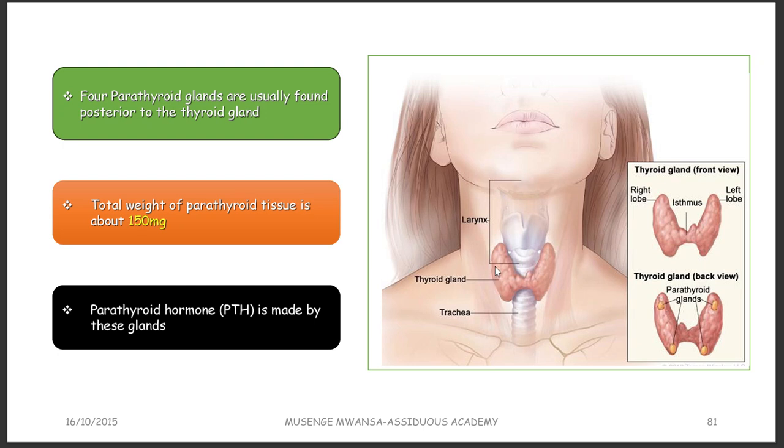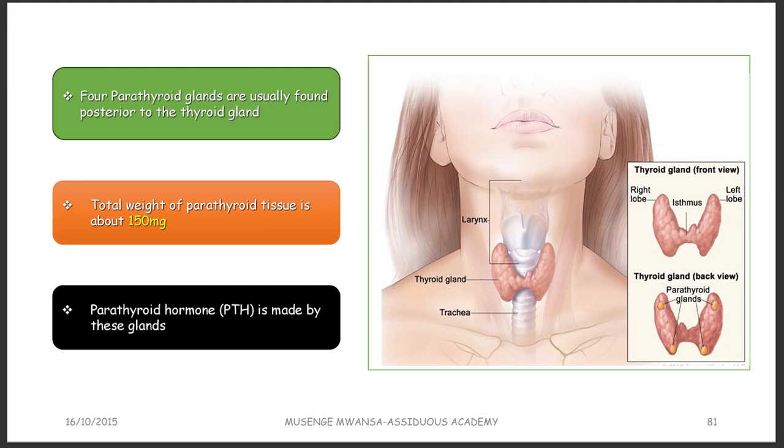So the thyroid gland has got two lobes, the left and the right, connected at the isthmus. So each thyroid lobe has got two parathyroid glands, one down, one on top. So there are four in number, and the total weight is about 150 milligrams. Okay. So what do these parathyroid glands make? They make what is known as parathyroid hormone.